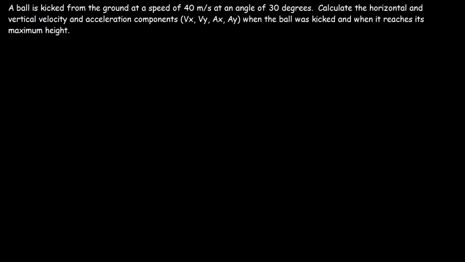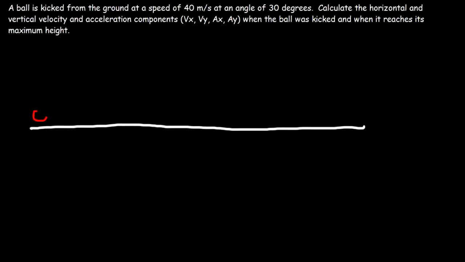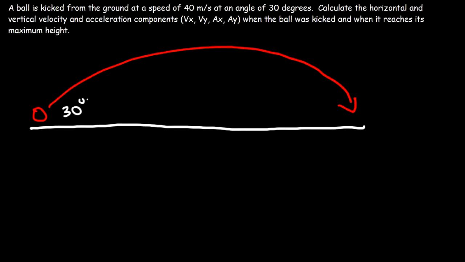A ball is kicked from the ground at a speed of 40 meters per second and at an angle of 30 degrees. Calculate the horizontal and the vertical velocity and even the acceleration components when the ball was kicked, that is at position A, and when it reaches its maximum height at position B. So how can we do that? Let's focus on position A, when it was kicked.